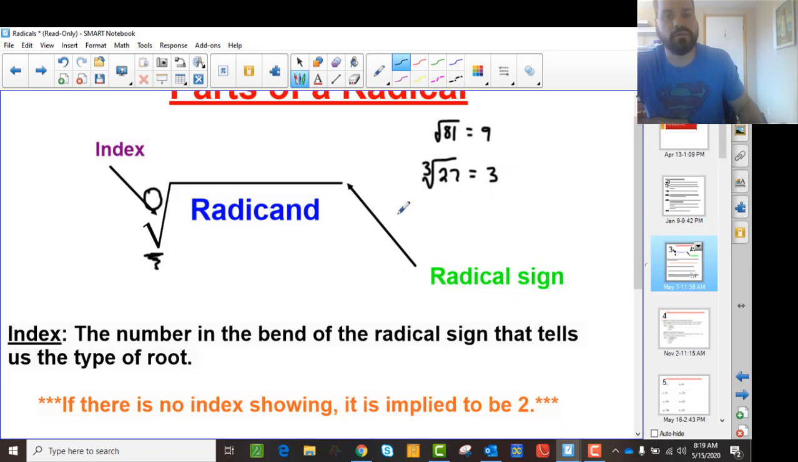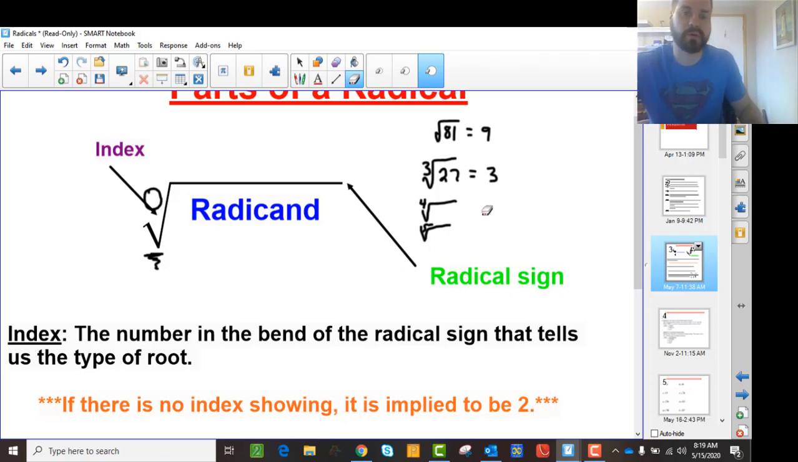That's probably the highest you've seen, but the index could be anything. It could be 4 or 5. All right, you're allowed to have any sort of index. And all that's telling us is we want the 4th root or the 5th root. Okay, and again, sort of looking backwards, what that means is what raised to the 4th power gives me the number that's underneath the radical.